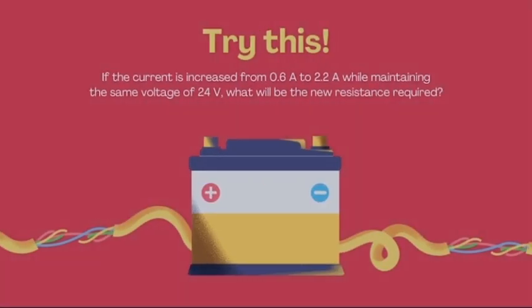Try this. If the current is increased from 0.6 A to 2.2 A while maintaining the same voltage of 24 V, what will be the new resistance required?